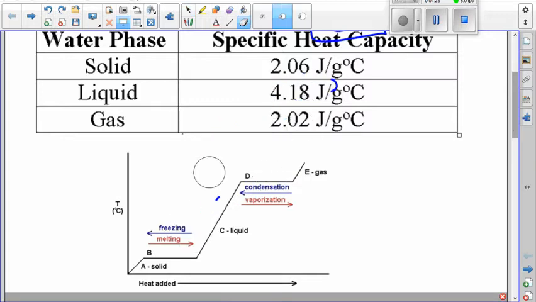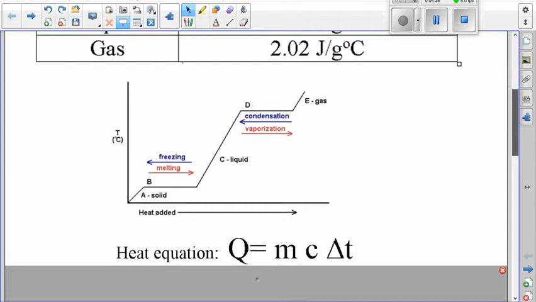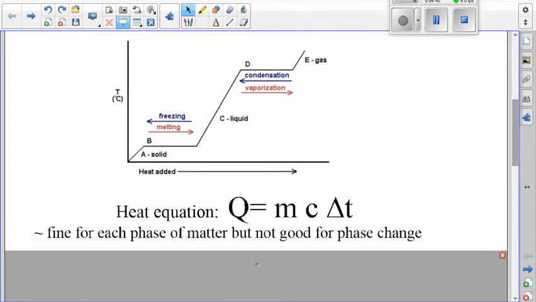Now, here's an idea. So we know Q equals MC delta T. Again, you don't need to write this down. You've written this a million times. You know this equation. So here's our heat equation we're used to.